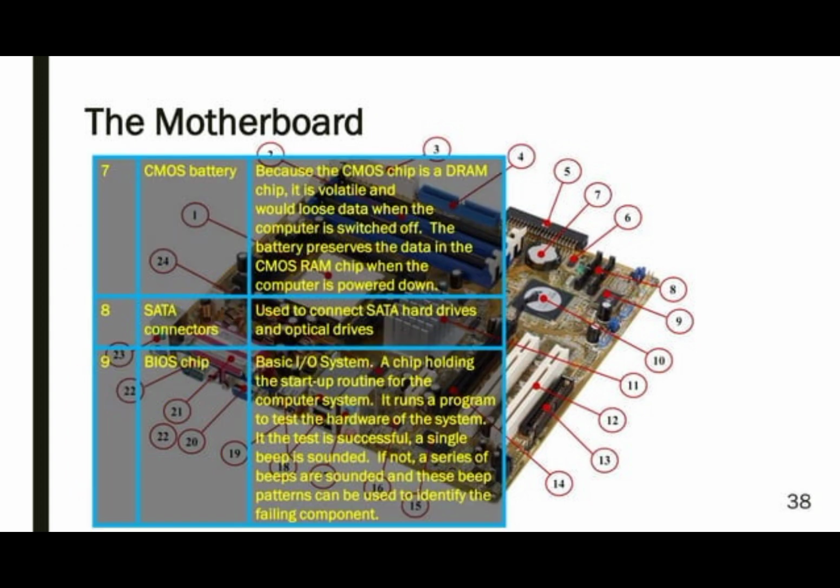Number 7. CMOS battery. Because the CMOS chip is a DRAM chip, it is volatile and would lose data when the computer is switched off. The battery preserves the data in the CMOS RAM chip when the computer is powered down.